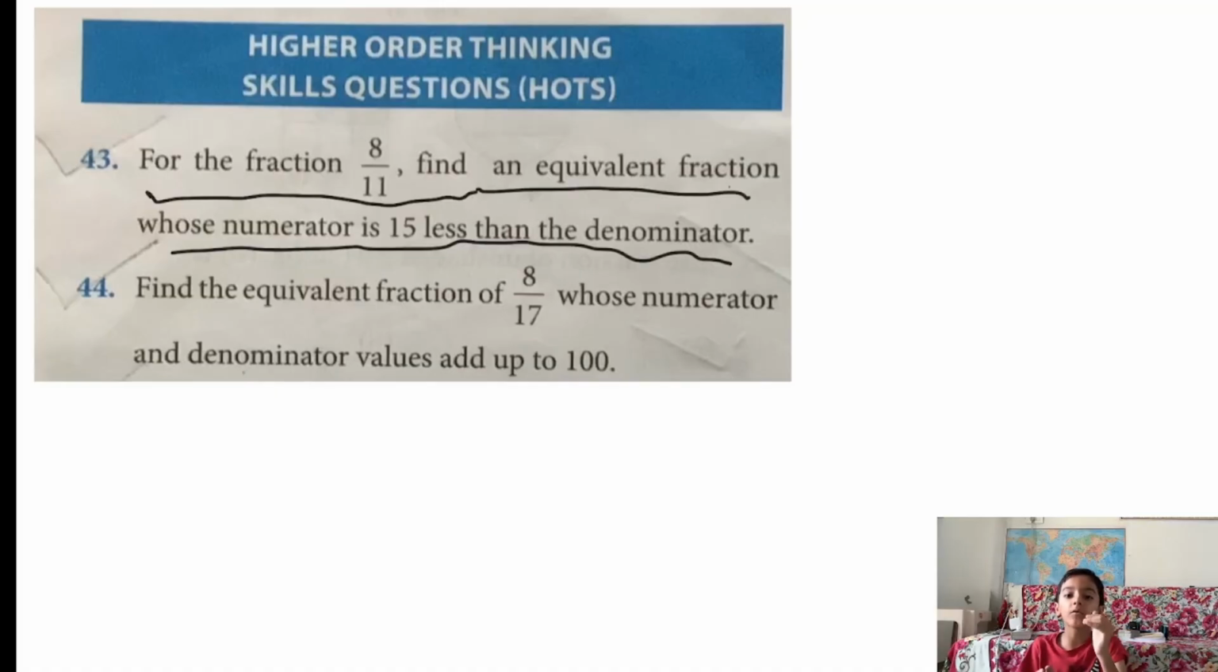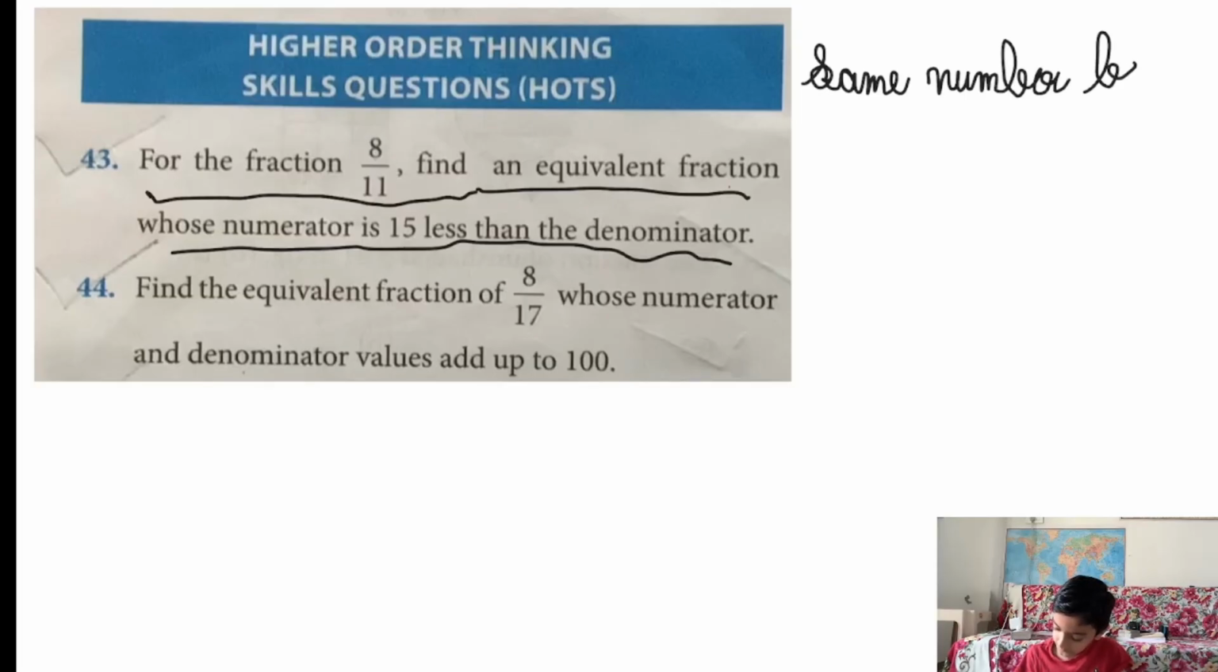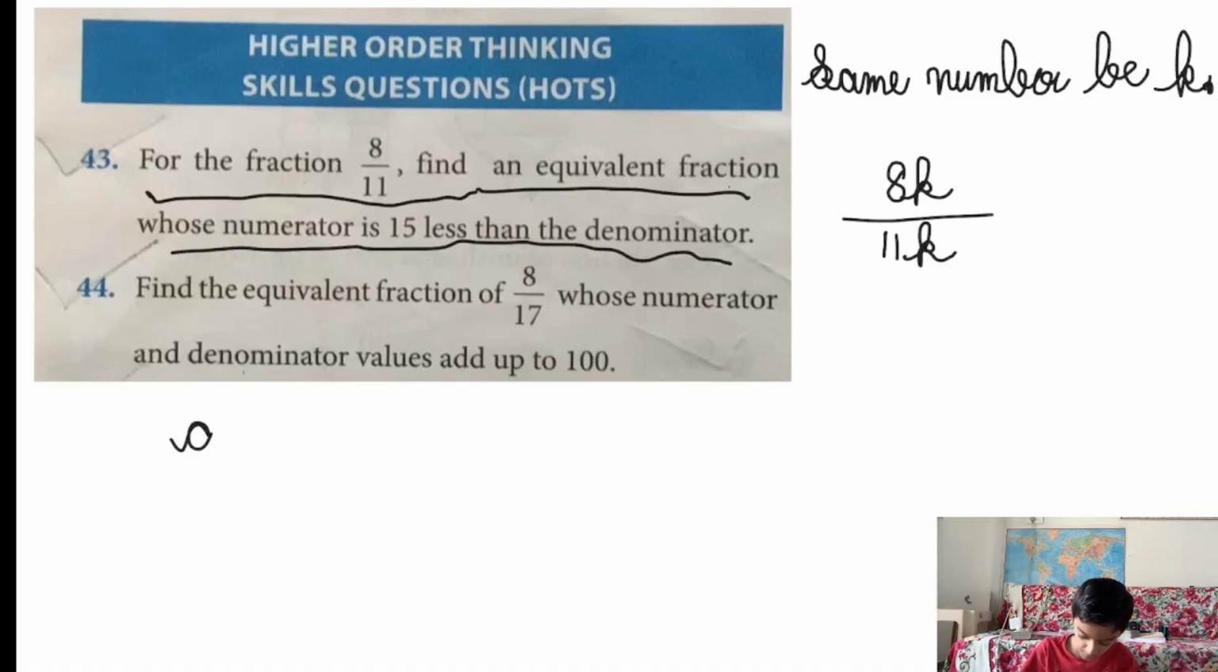So when we find out an equivalent fraction of a fraction, we multiply the numerator and denominator by the same number. So here, let the same number be k. So here it will be 8k by 11k. And here they are saying the numerator is 15 less than the denominator. That means d minus n is equal to 15.